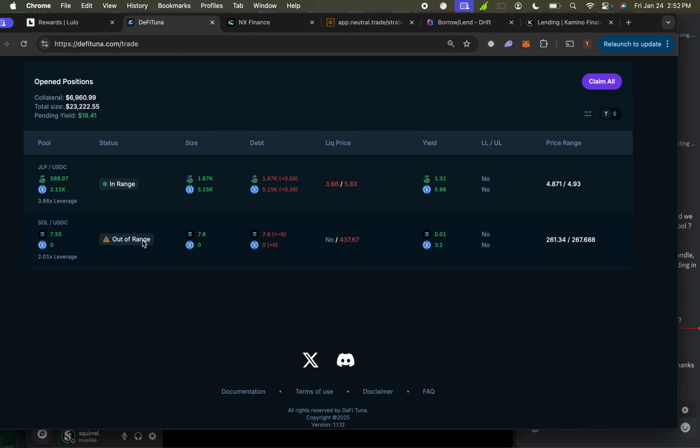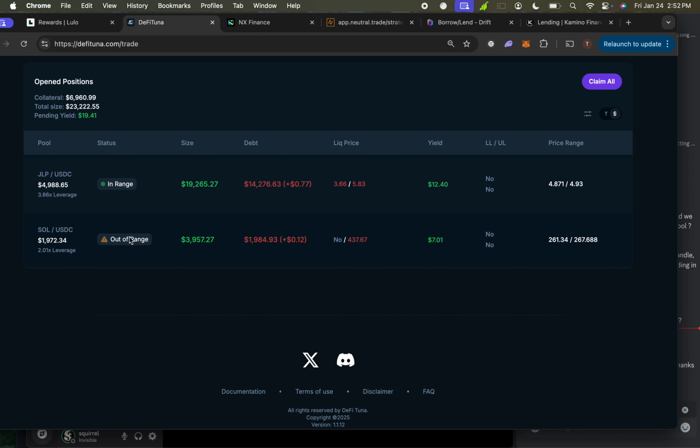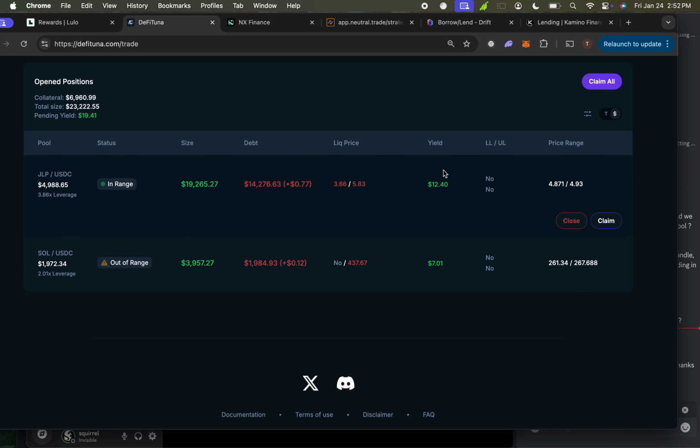And again, you guys can see that I am out of range of this pool here, but I am not actually losing money. I'm still up $7. It's just not doing anything, right? Versus this thing, which is still going.